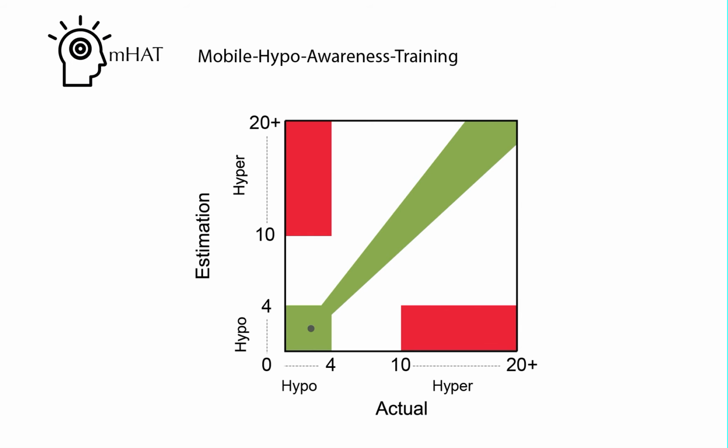It is important to remember that you can still be accurate in your estimation, but still have a suboptimal blood glucose. In this example, the person has estimated their blood glucose to be around 2 when it is actually 3.